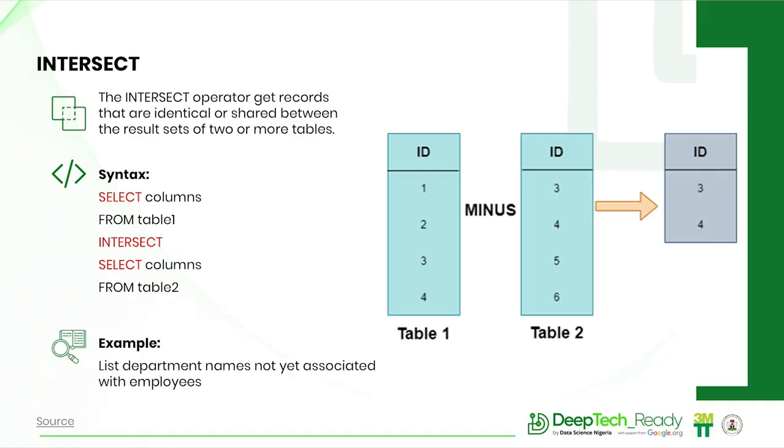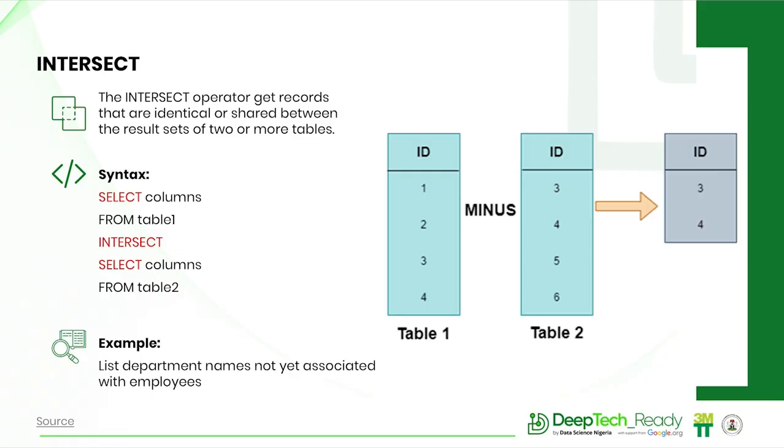So we have the syntax for it as SELECT, you specify the columns that you want, FROM, you indicate the table that you want, and then you use the keyword INTERSECT. Then you select the second table that you want. That's the columns of the second table from the second table itself.